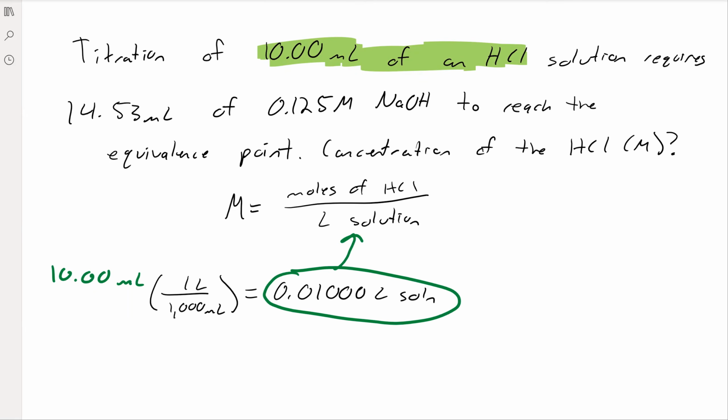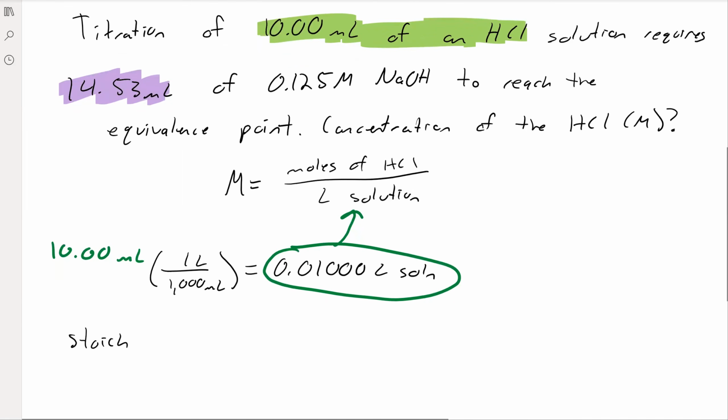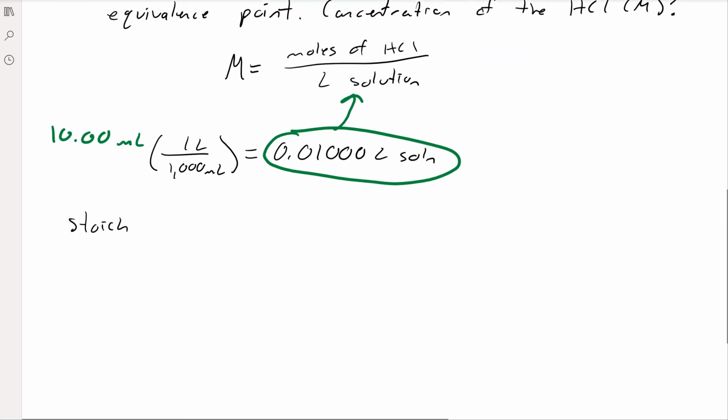Next up, we have to solve for our moles of HCl. Again, this isn't really anything new. This is just stoichiometry, right? So how many moles of HCl do we have using the data given to us? So remember, where you generally want to start off is the thing that's not a conversion unit. So if we look at what's not a conversion unit, it's just this amount of NaOH. So we can start off there. So we have 14.53 mLs of NaOH.